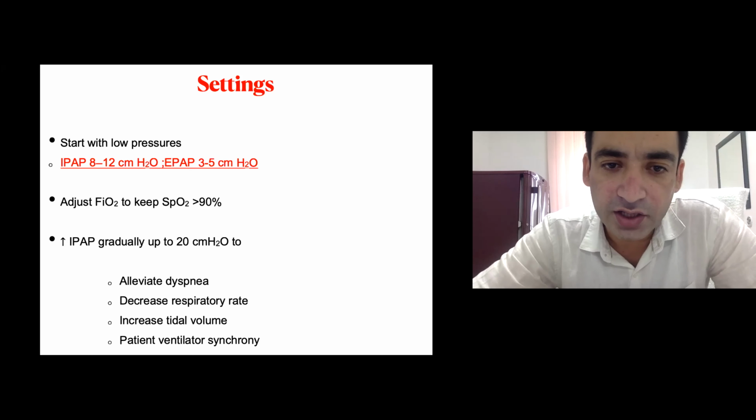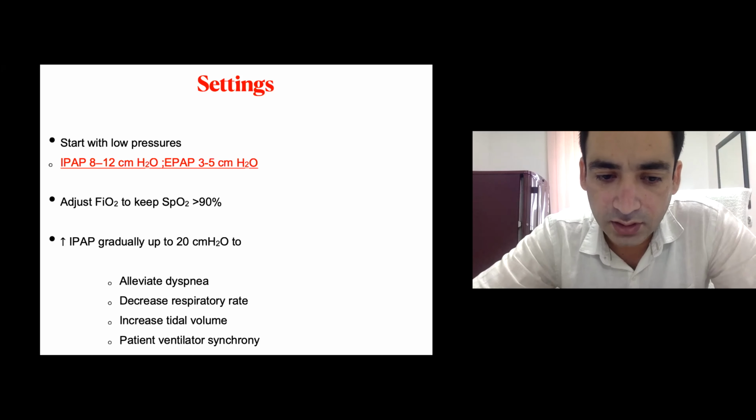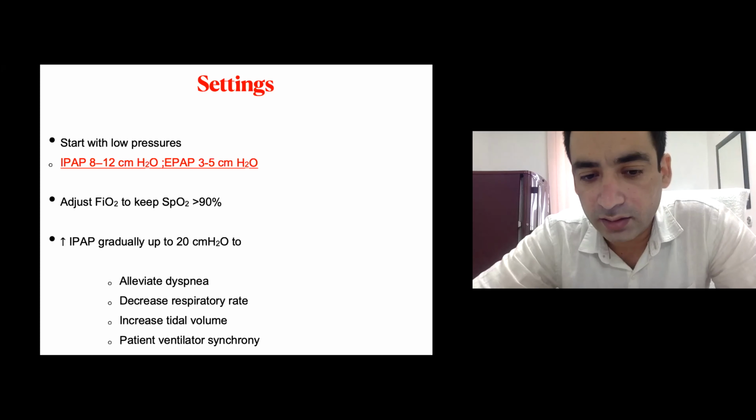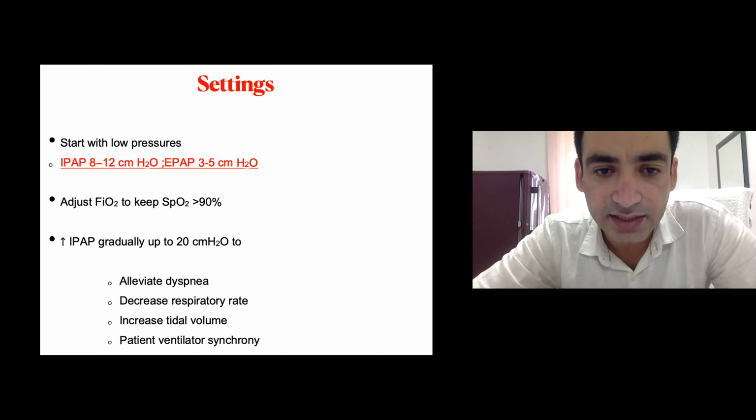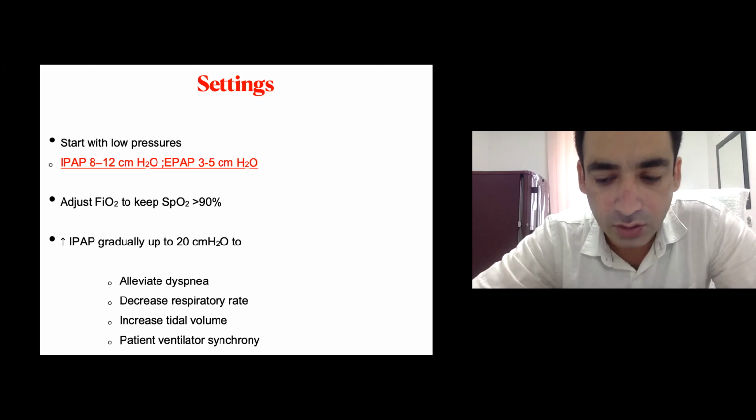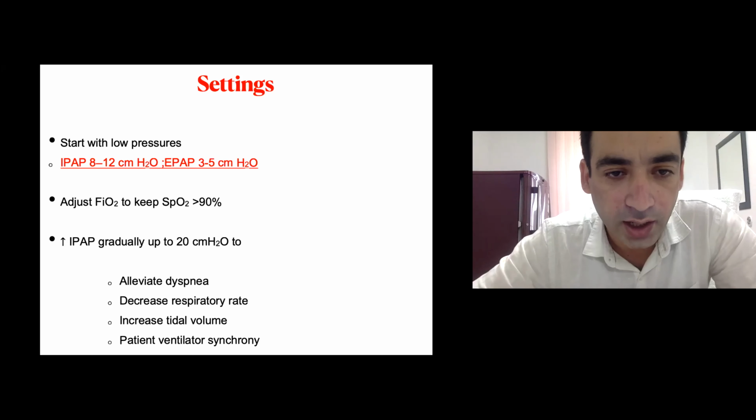Once we have started a child on BiPAP, if the child continues to have respiratory distress, is hypoxemic, we are delivering a low tidal volume, which ideally should be above 5 ml per kg, or if the patient continues to fight or shows asynchrony with the ventilator, that is an indication that our settings are not adequate and we need to go higher on pressures.